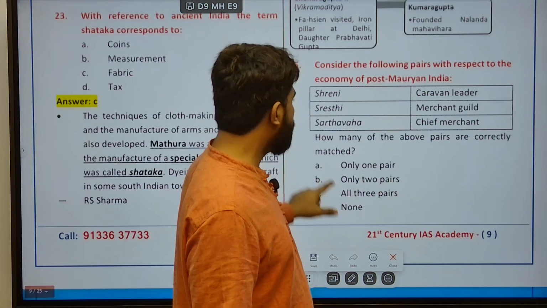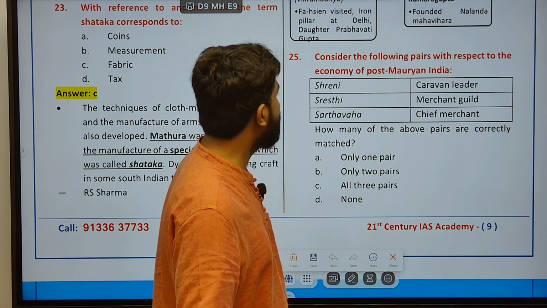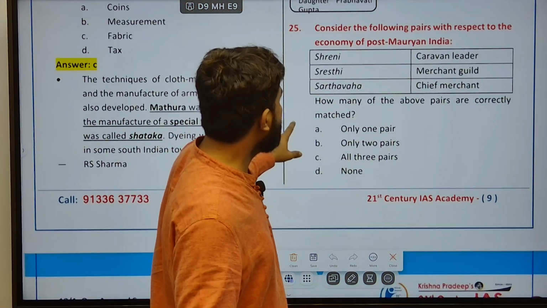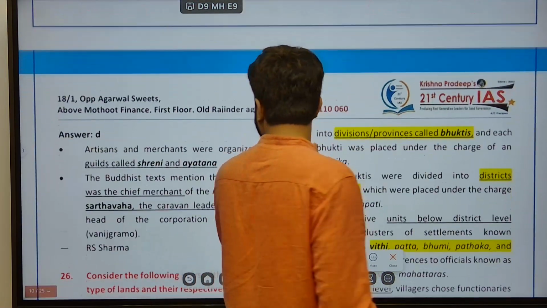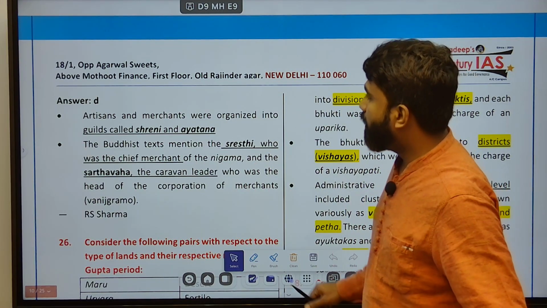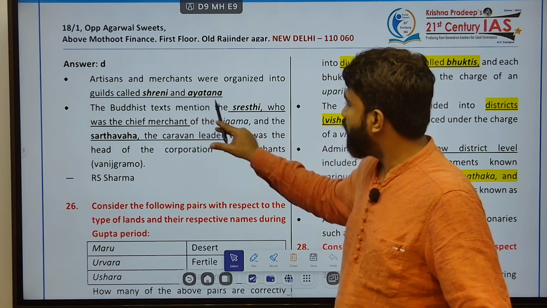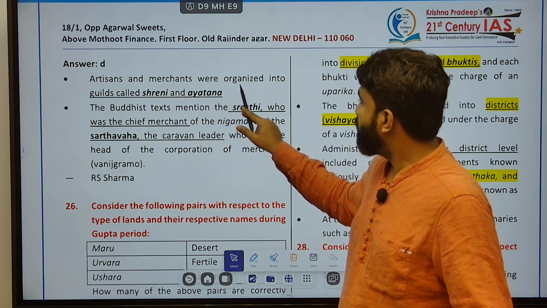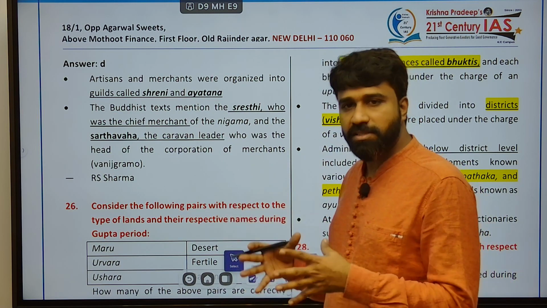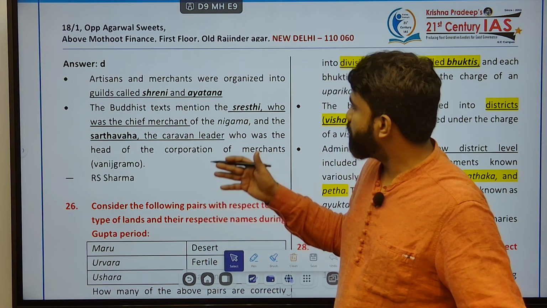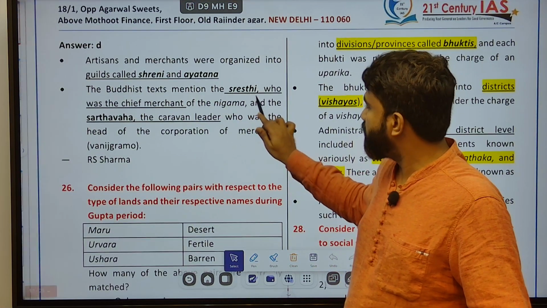This is the chronology of the socio-political history of the Gupta times. Now consider the following pairs with respect to the economy of post-Mauryan India: Shreni, Shreshti, Sadavaha. These were terms denoted to various contributors to the economy, and all the above are fine. Artisan merchants were organized into guilds called Shreni and Ayatanas. Guilds means a confederacy of merchants and traders.